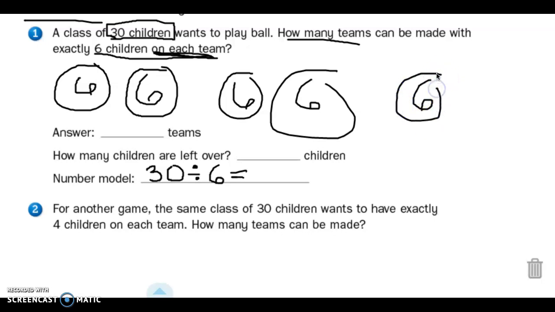What's 24 plus 6? Well, in my head, I know that 4 gets me to the next 10, right? Because I want to make this 20, the next 10 to get to 30. I know that 6 is my 10 pair. So I just got to 30. Awesome. That was my goal, right? I had 30 kids total. If I put 6 on each team, how many teams do I have?